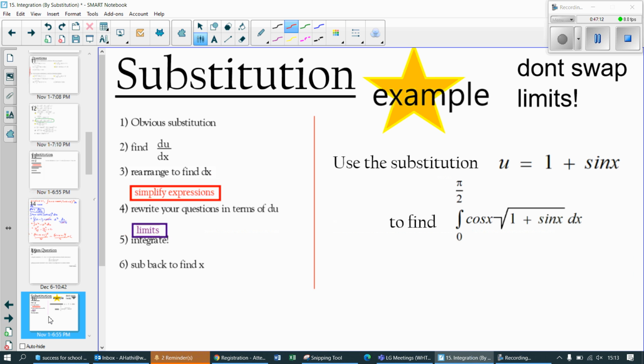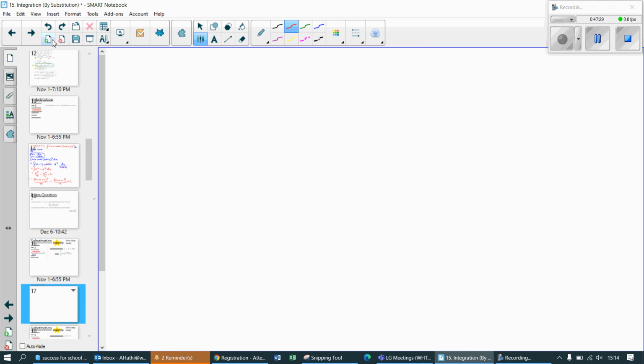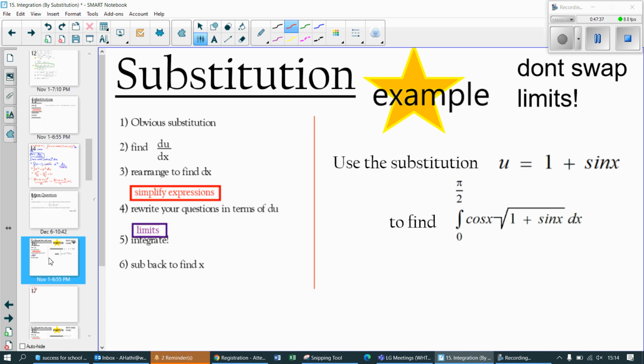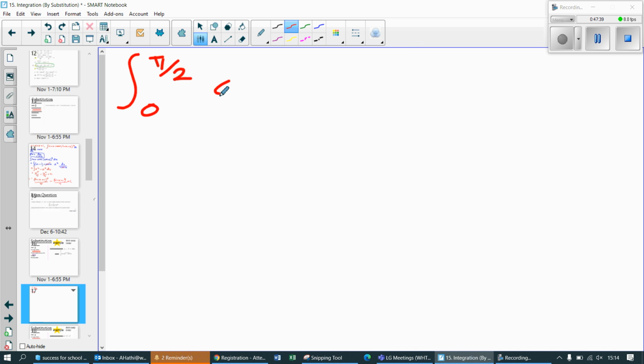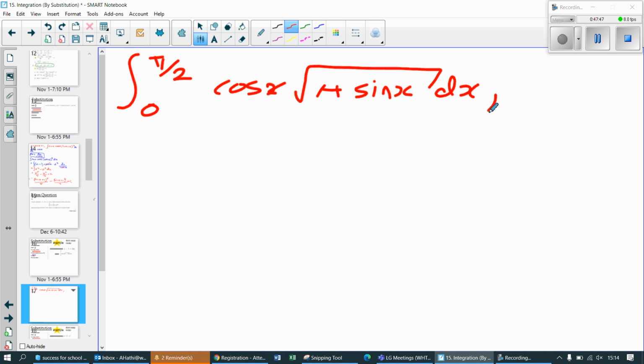Let's do another trigonometric one. Right, so this is a definite integral. So we'll have a go at this one. So this is the integral from 0 to pi by 2 of cos x root 1 plus sin x. Okay, let's write this down. So it's the integral from 0 to pi by 2 of cos x square root 1 plus sin x, using the substitution u equals 1 plus sin x.